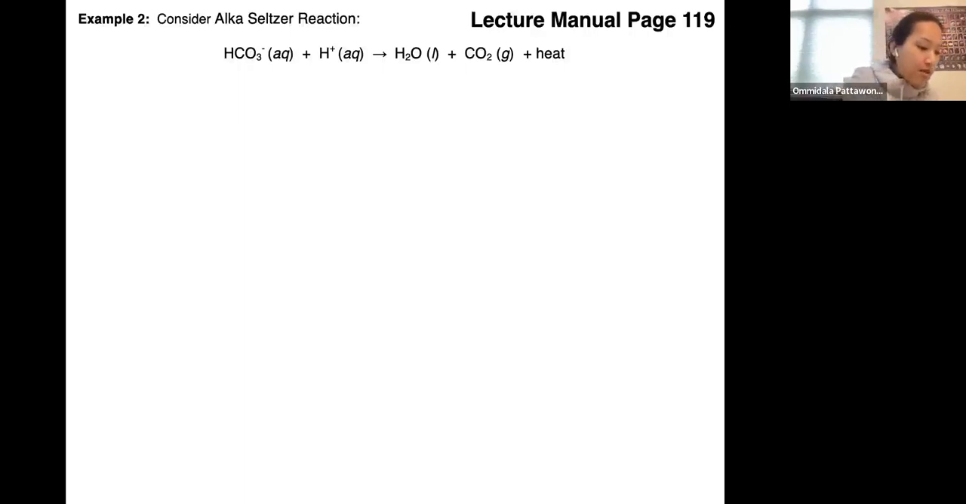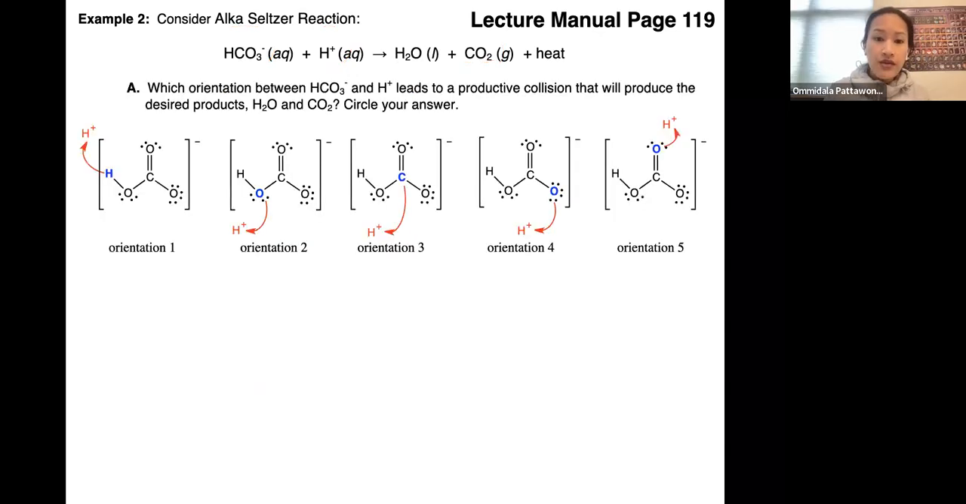Okay, so we have the bicarbonate react with the acid from citric acid. So it's going to yield water and carbon dioxide. In this case, what we are going to take a look at is I'm going to give you several options of how the molecule can collide.